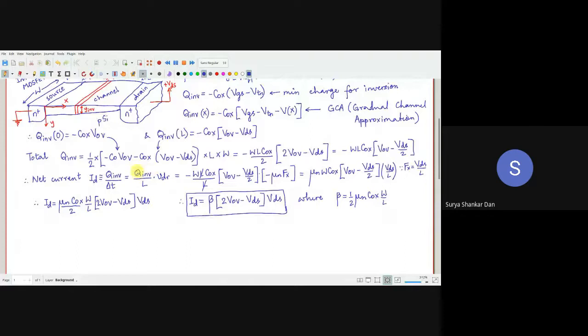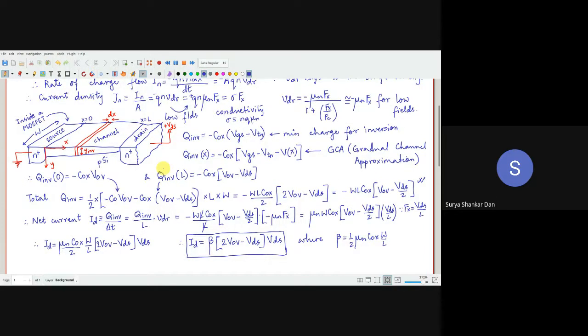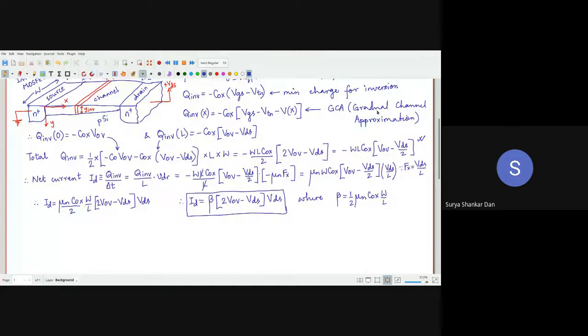First of all, we already have Q inversion. So all I'm going to do is put this equation over here, minus WL Cox VOV minus VDS by 2, as we replace this Q inversion. Remember, there is a negative. Cool. This L is initially there, so L and L cancel. Fine. How about the VDR? I'll copy from here, minus mu n into Fx.